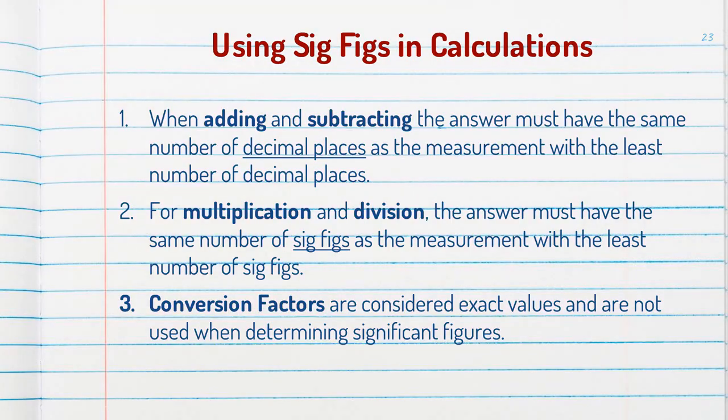So, when adding and subtracting, the number must always have the same number of decimal places as the measurement with the least number of decimal places. For multiplication and division, the answer must have the same number of sig figs as the measurement that has the least number of sig figs. And then when we get into conversion factors, it does not matter. You always look at the number or the measurement you originally started with. Conversion factors are equal to 1, so they are not used when determining significant figures.